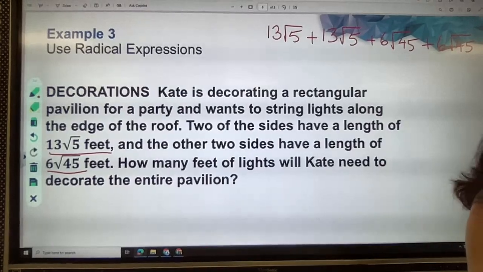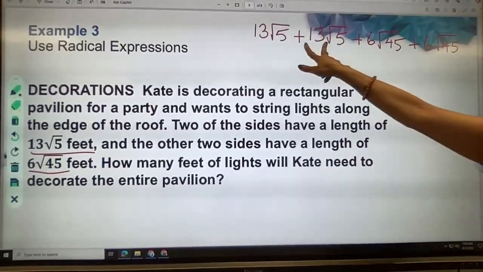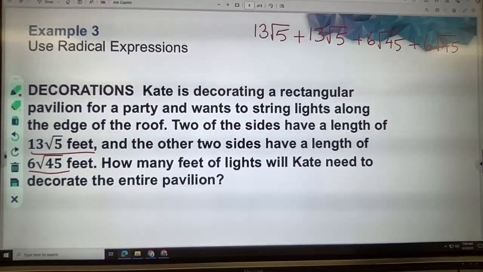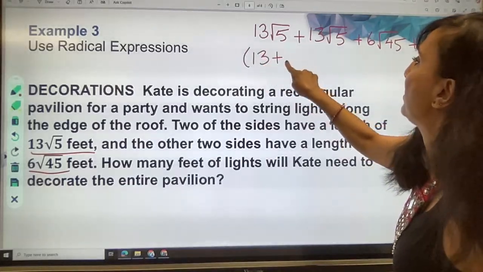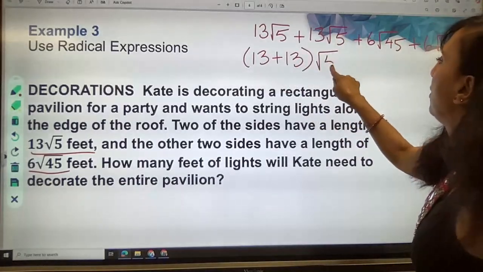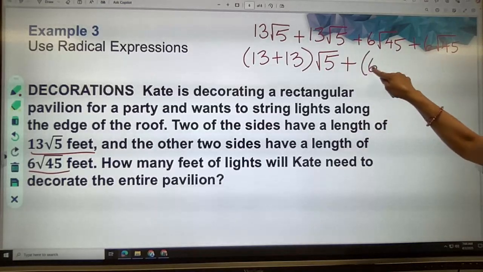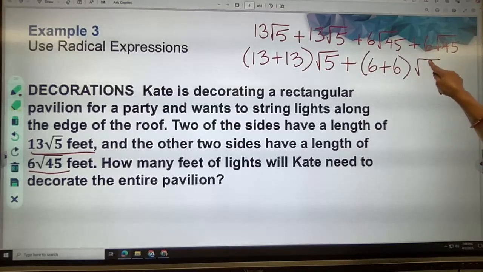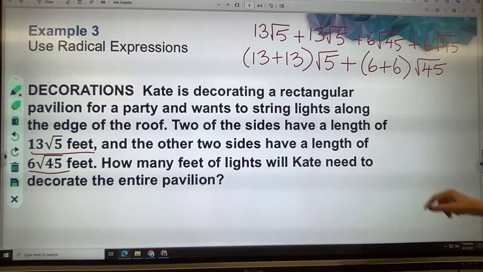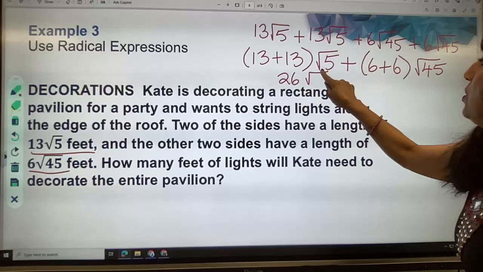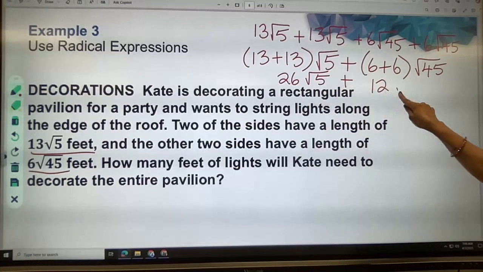Okay, so now we are going to obviously combine the same radicands together. And so I get 13 plus 13 root 5 plus 6 plus 6 root 45. And then, of course, I get over here 26 root 5 plus 12 root 45.